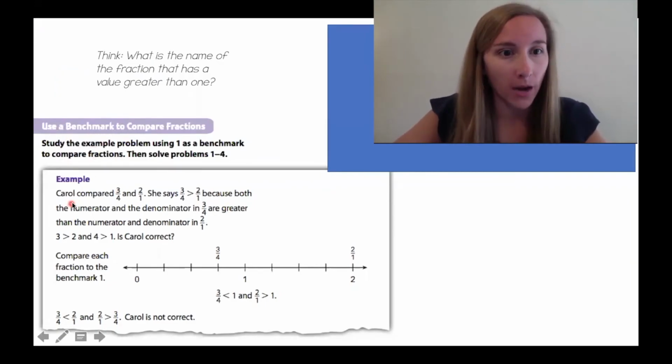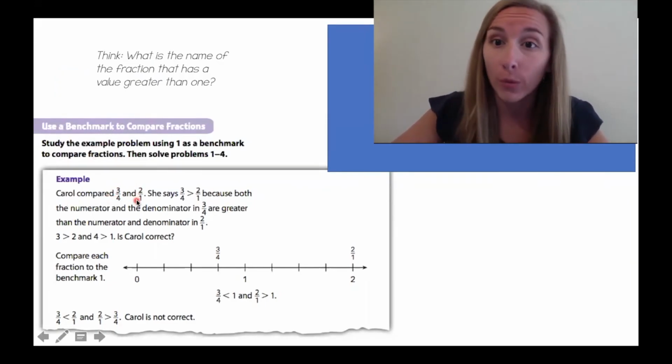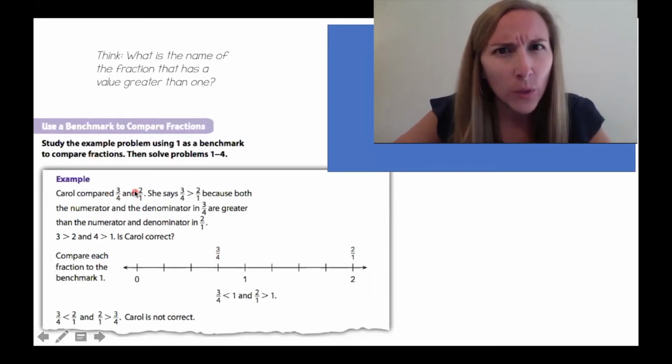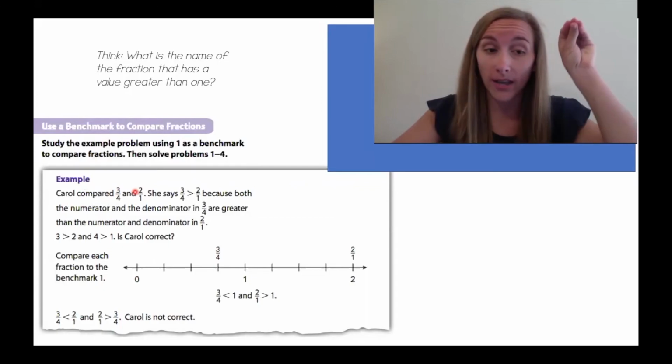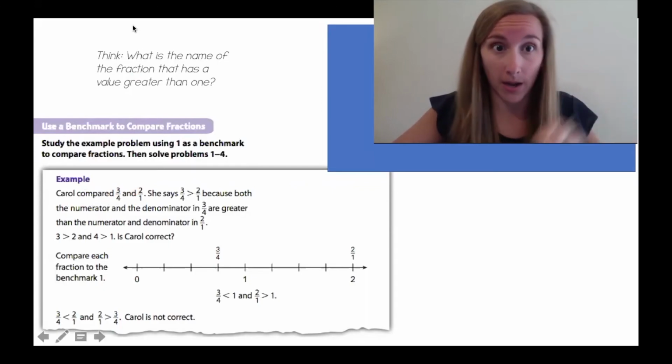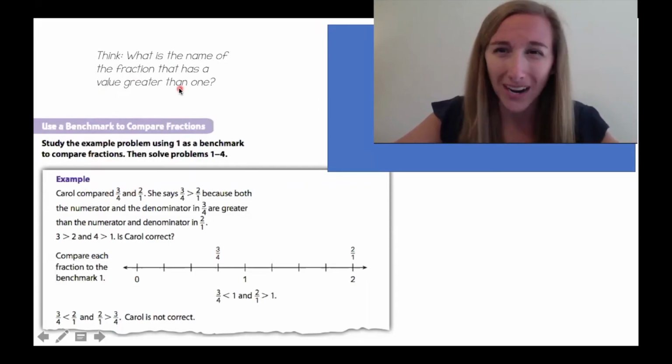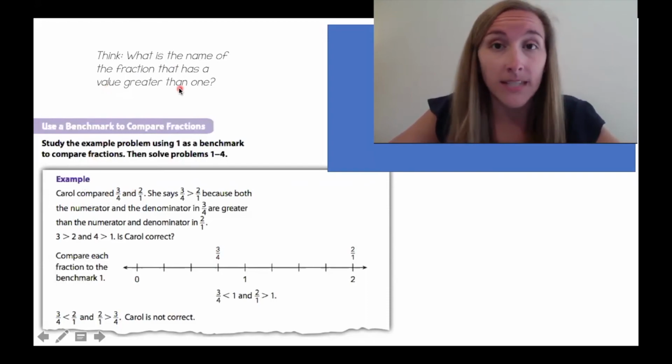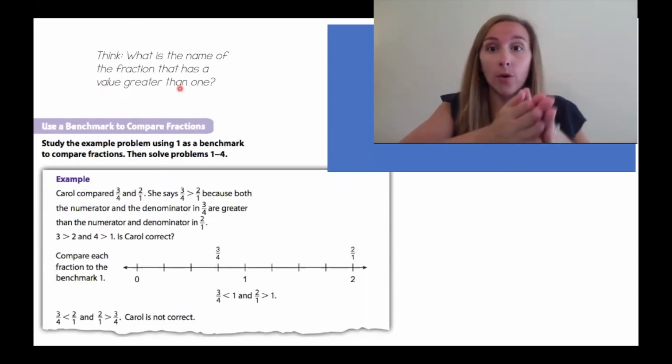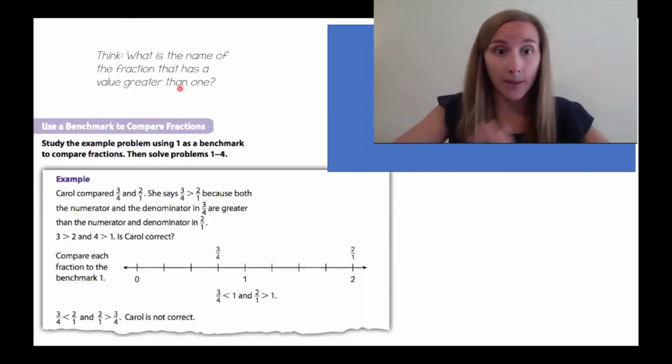So Carol compared 3/4 and 2 over 1. 2 over 1, does that look weird? Why does it look weird? Because your numerator is larger than your denominator. Well, do you remember what kind of fraction that is? It's an improper fraction where the value is greater than 1, right?